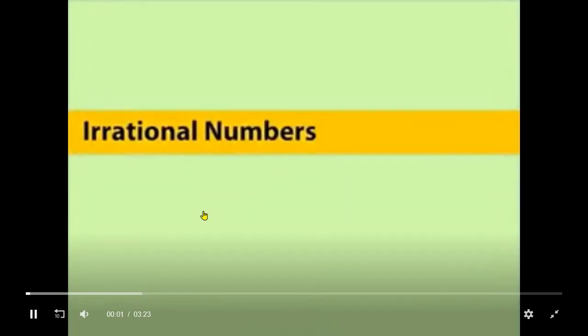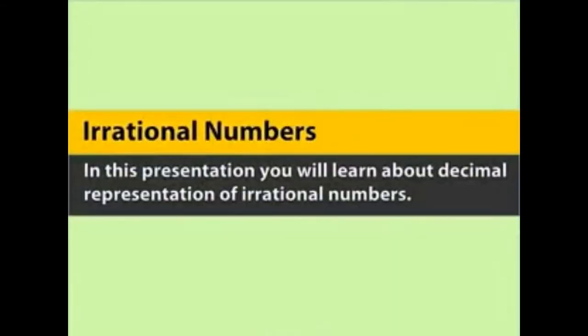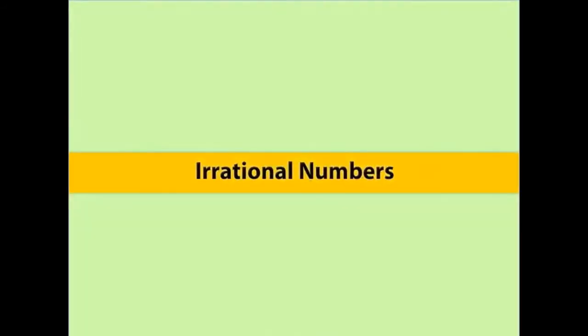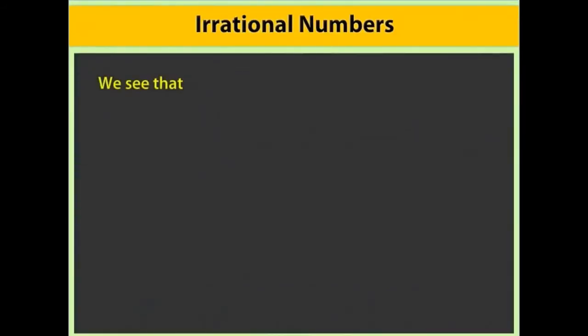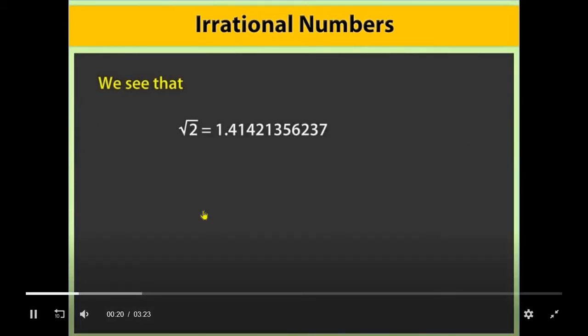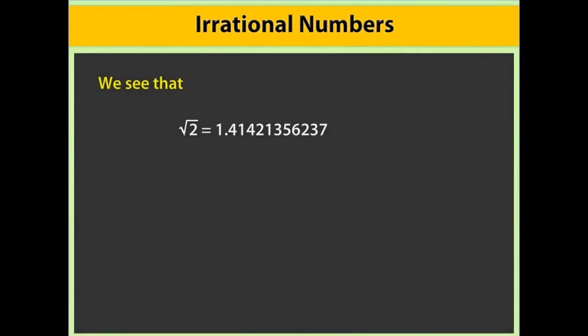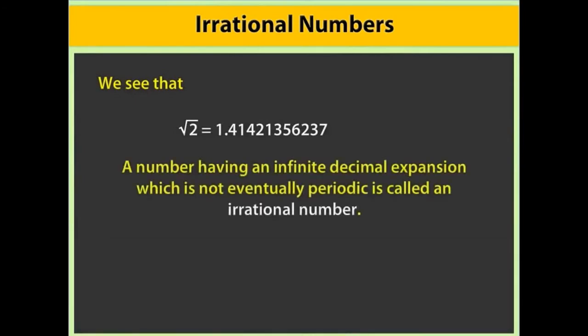Irrational numbers. In this presentation, you will learn about decimal representation of irrational numbers. We see that square root of 2 is equal to 1.41421356237, a number having an infinite decimal expansion which is not eventually periodic is called an irrational number.